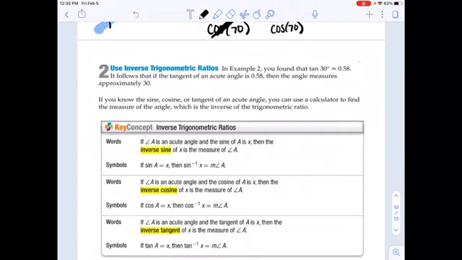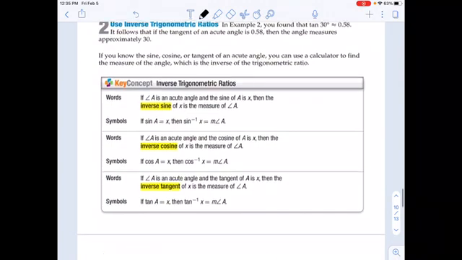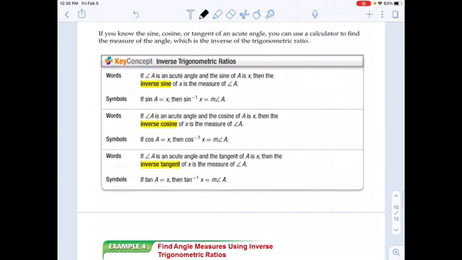All right, now part 2, we are going to use inverse trigonometric ratios. So in example 2, we found that tangent of 30 degrees is equal to 0.58. It follows that if the tangent of an acute angle is 0.58, then the angle measures approximately 30 degrees. So if you know the sine, cosine, or tangent of an acute angle, then you can use a calculator to find the measure of the angle, which is the inverse of the trigonometric ratio.